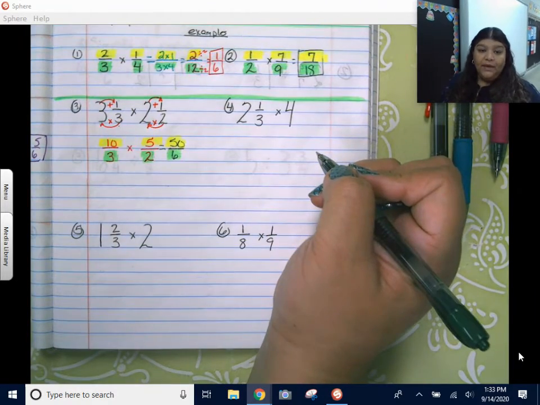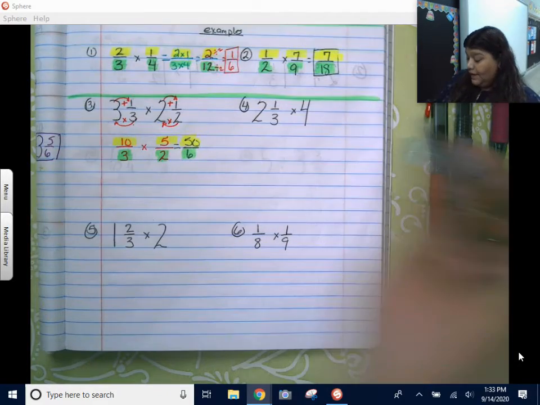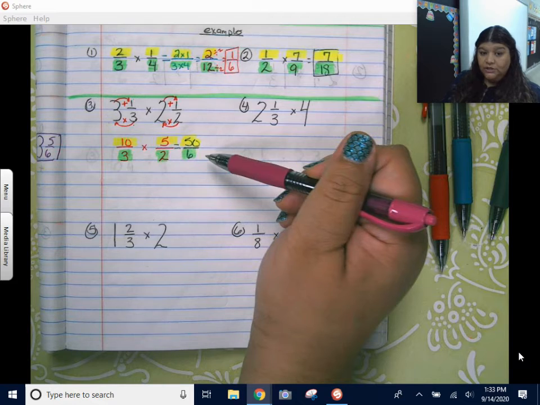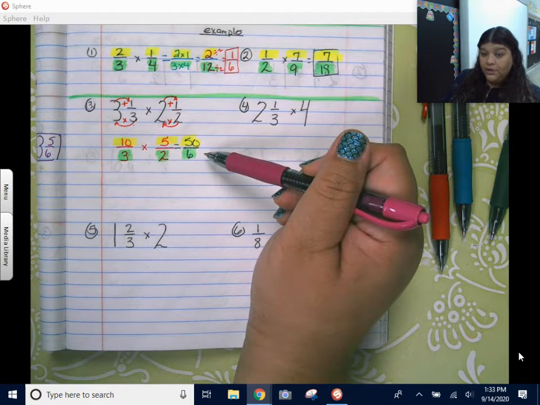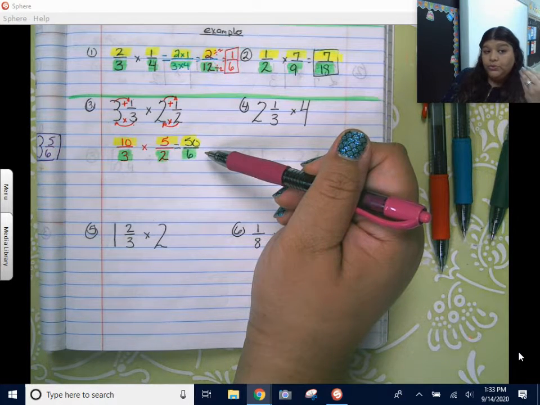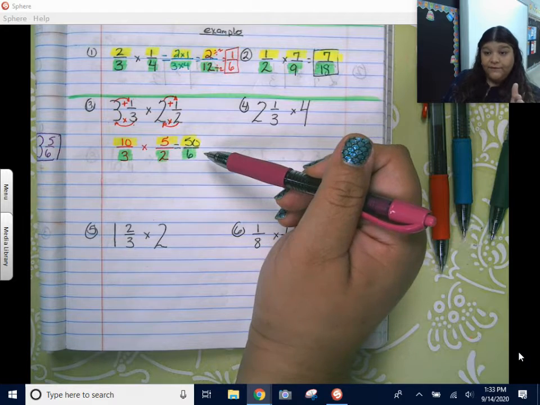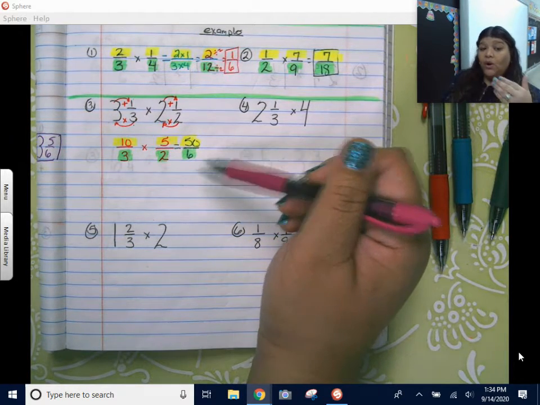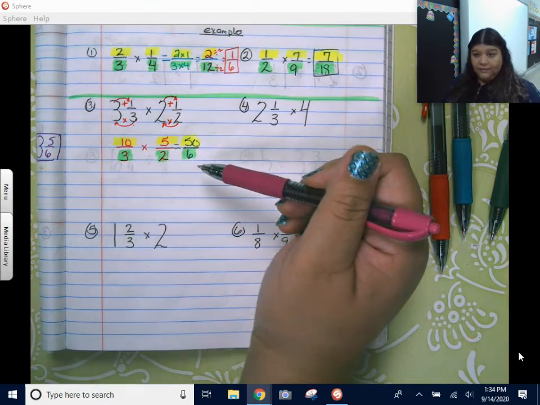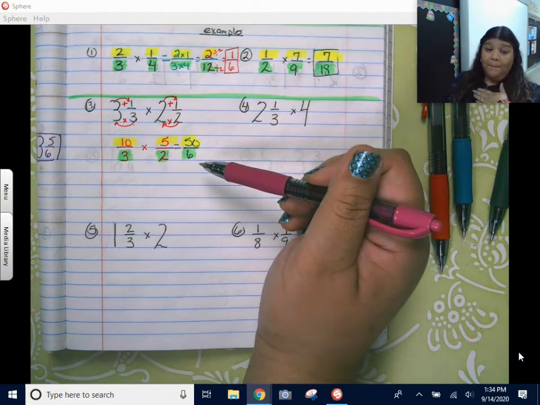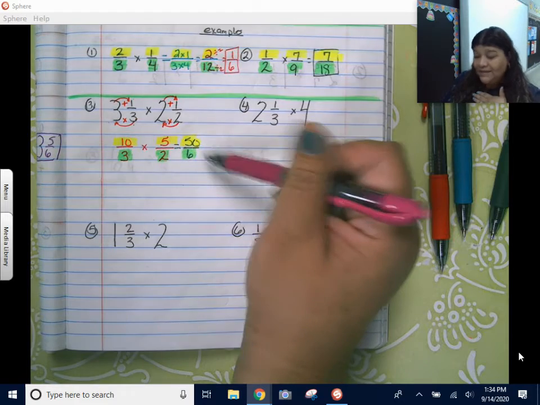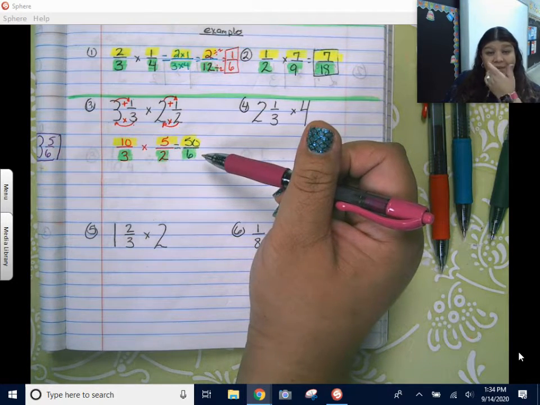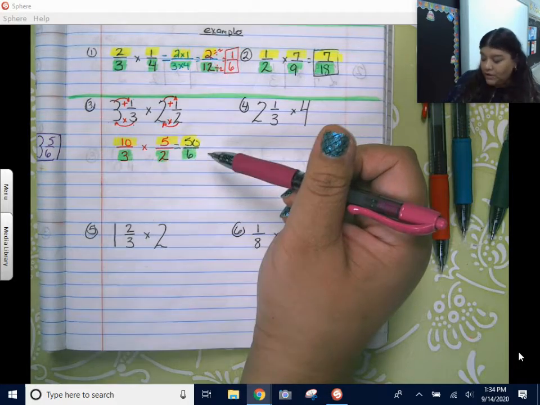Okay, now last step is simplifying. Now, you have two options here. I see an improper fraction, but I also see two even numbers. So you can do simplifying first, so I can simplify 50 and 6 first and then divide, or I can divide and then simplify. It's up to you. Me personally, I like to simplify my fraction first before I divide. That way I have smaller numbers to deal with. Okay, I'm trying to make it easier for me.